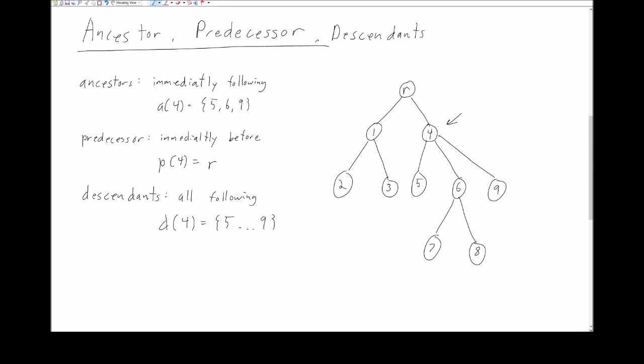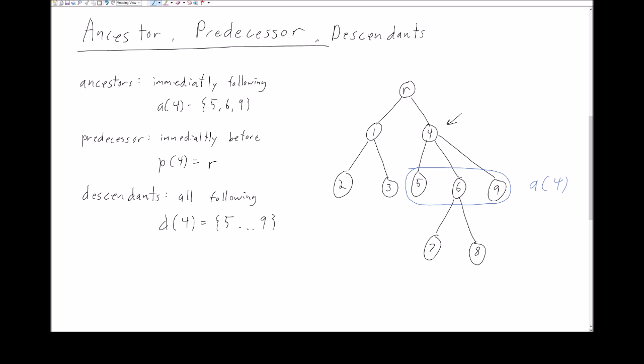First, the ancestors of the node 4 are all the nodes that are immediately following 4. In this case, all the ancestors of 4 are the nodes 5, 6, and 9. We denote the ancestors of a node by A, so this is the set A4.